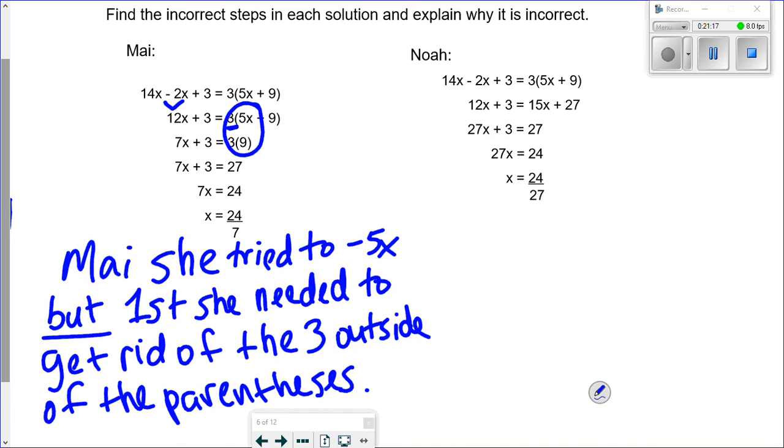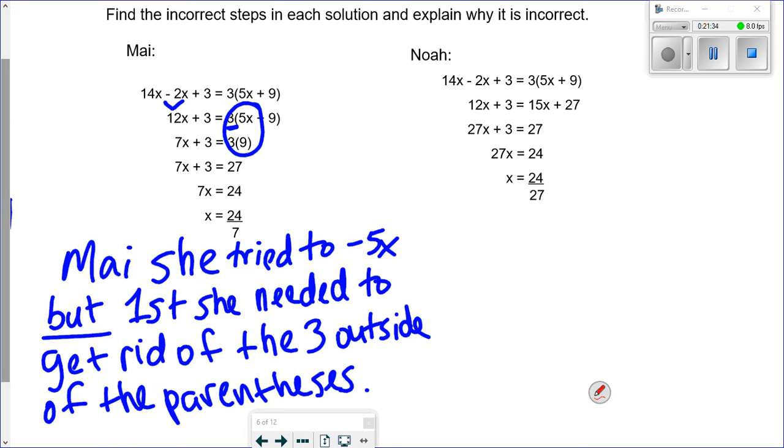And again, she could get rid of that 3 by either dividing everything out by 3 on both sides or distributing the 3 on the right-hand side to the 5x and the 9. Let's go ahead and take a look at Noah's work and check out where he may have made his mistake.